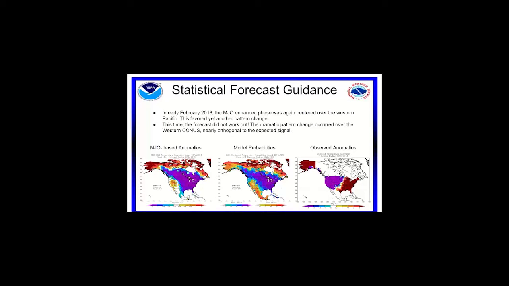So you can see the expected signal here in anomalies and probability space. And what happened was kind of a clean east-west split. Generally we got the development of ridging and warming in Alaska, and discharge of Arctic air into the mid-latitudes, but it went into the western half of the U.S., which is not what you expect given the response to MJO. So again, this shows that it's useful, but it doesn't always work out the way we expect. That's why our model probabilities here were high, but they weren't 100.